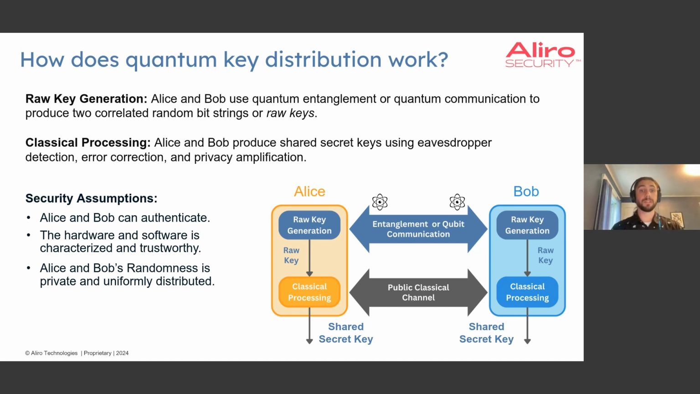Third, Alice and Bob's randomness that they use to produce these keys must be private to themselves and uniformly distributed. If an eavesdropper knows the random numbers that are being generated by Alice to produce the raw key, then that breaks the security of this protocol.